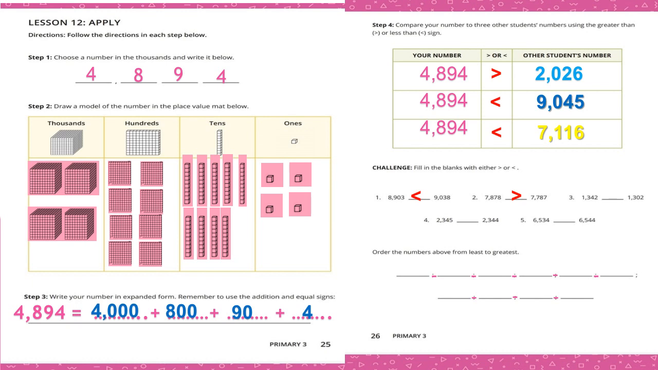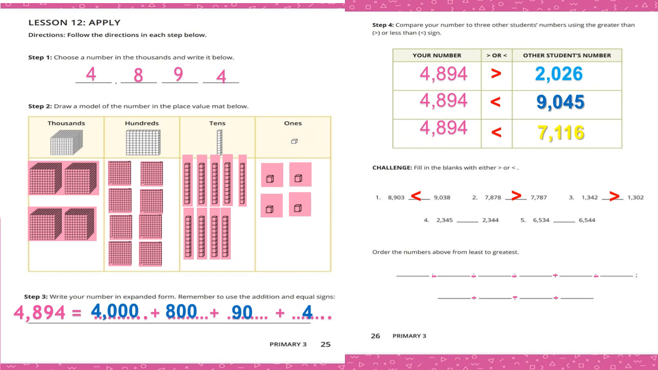Number 3, 1,342 and 1,302. We have here 1 in 1,000, also 1 in 1,000. 3 in hundreds, also here 3 in hundreds. Then look at the number in the tens. We have here 4 and here we have 0. So which is the greatest, 4 or 0? Yes, 4. Then we make greater than.